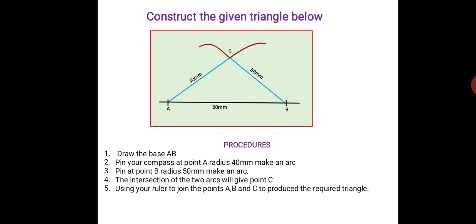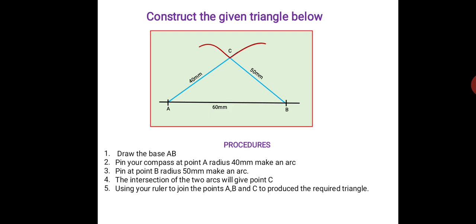AB, which is the base, is 60 millimeter. The 2 sides, AC is 40, BC is 50. Now, how do you construct this triangle? Very simple. First, draw your base. You always start from the base. Use your ruler and draw a straight line. And then use your compass and measure out radius 60 millimeter and mark it on the base. That gives you your base, 60.